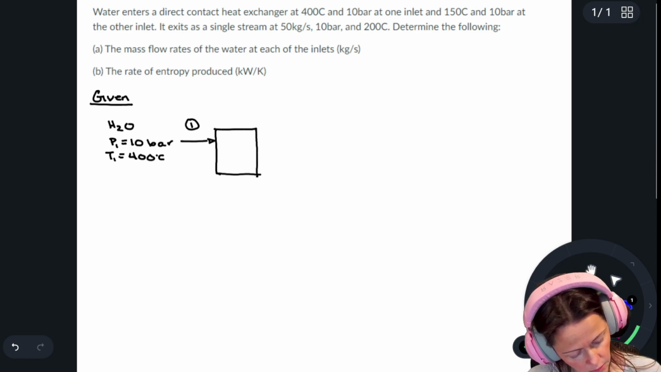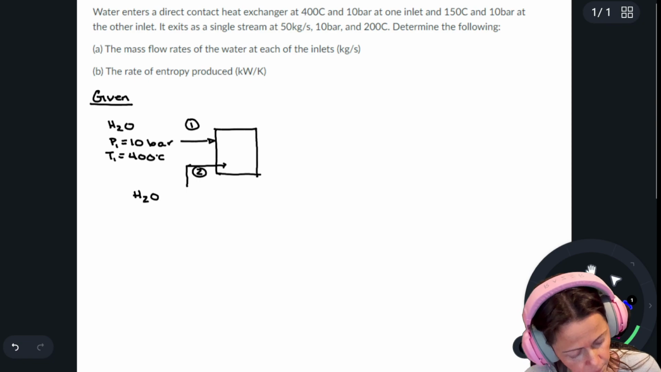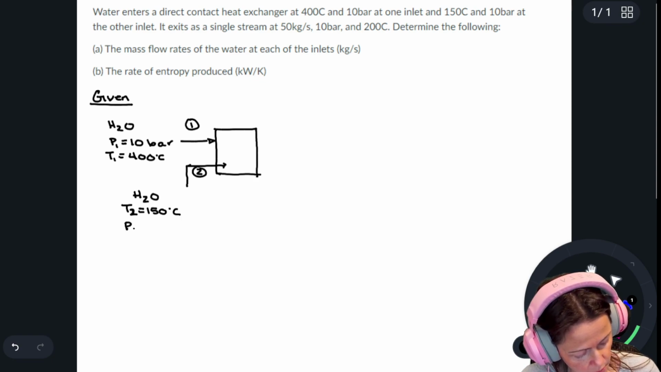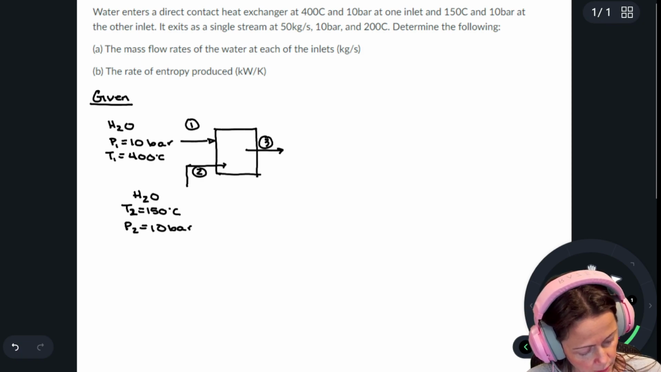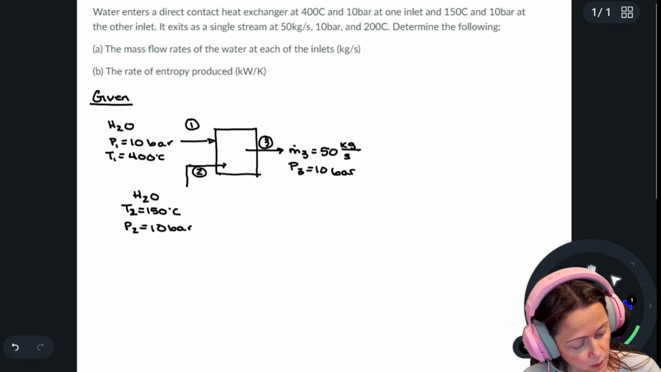And then at the other inlet, say this is number 2, we also have water coming in at T2, 150 degrees Celsius, P2, 10 bar. And then it exits as a single stream. We're going to call this 3, with a mass flow rate of m dot 3 kilograms per second, a pressure of 10 bar, and a temperature of 200 degrees Celsius.